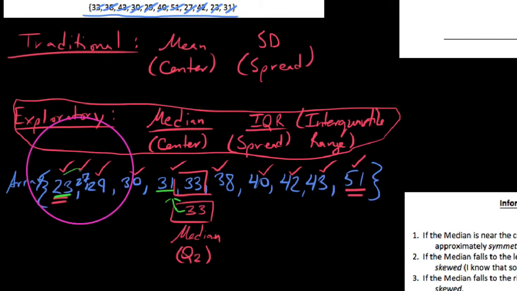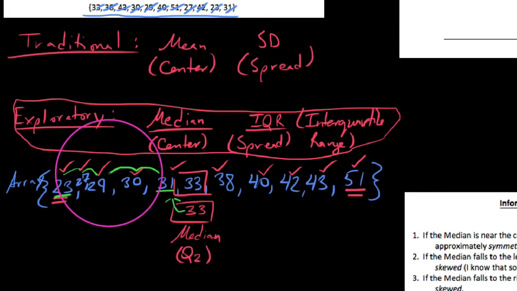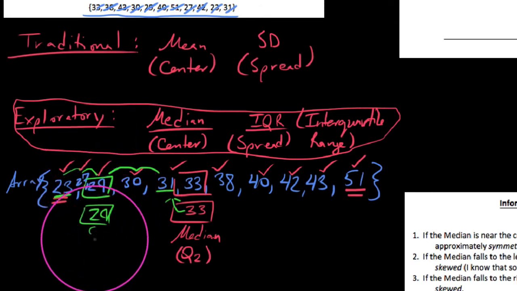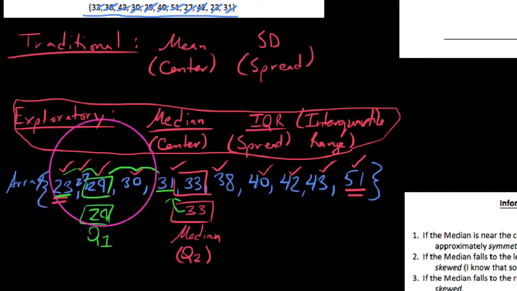We're going to count in. So we're going to say count in 1 here, count in 1 here, count in 1 here, count in 1 here. So we say 29 in this instance. 29 would be what we call our Q1. So it's the end of the first fourth of data.